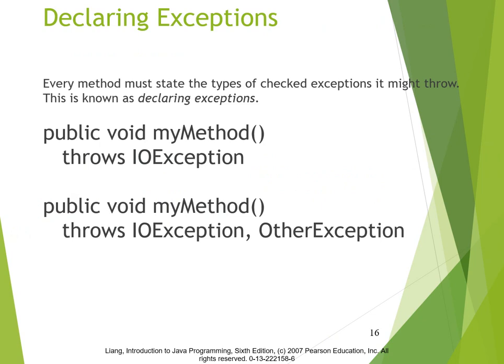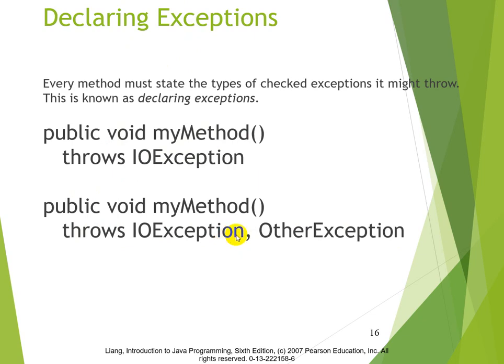We will go into more detail of declaring, throwing and catching. Declaring exception: every method must state the type of checked exceptions it might throw. This is known as declaring an exception. Every method must state the type of checked exception it might throw, that is, all checked exceptions that can occur. So you will have to deal with them. All those situations are called the declared exception. For example, public void method throws IOException, and public void myMethod throws IOException and another exception.